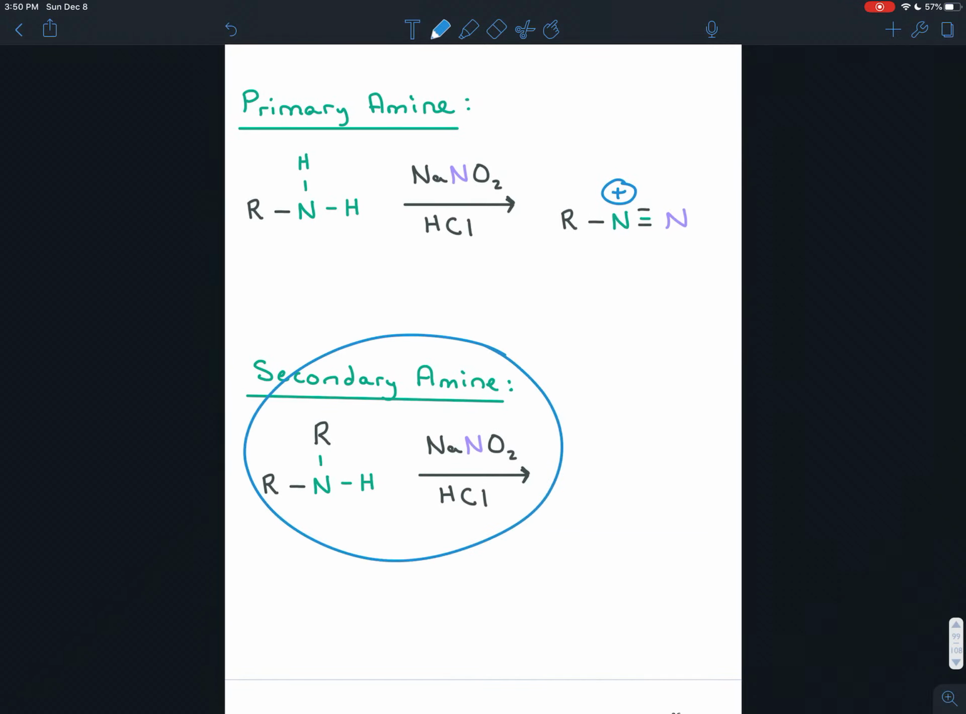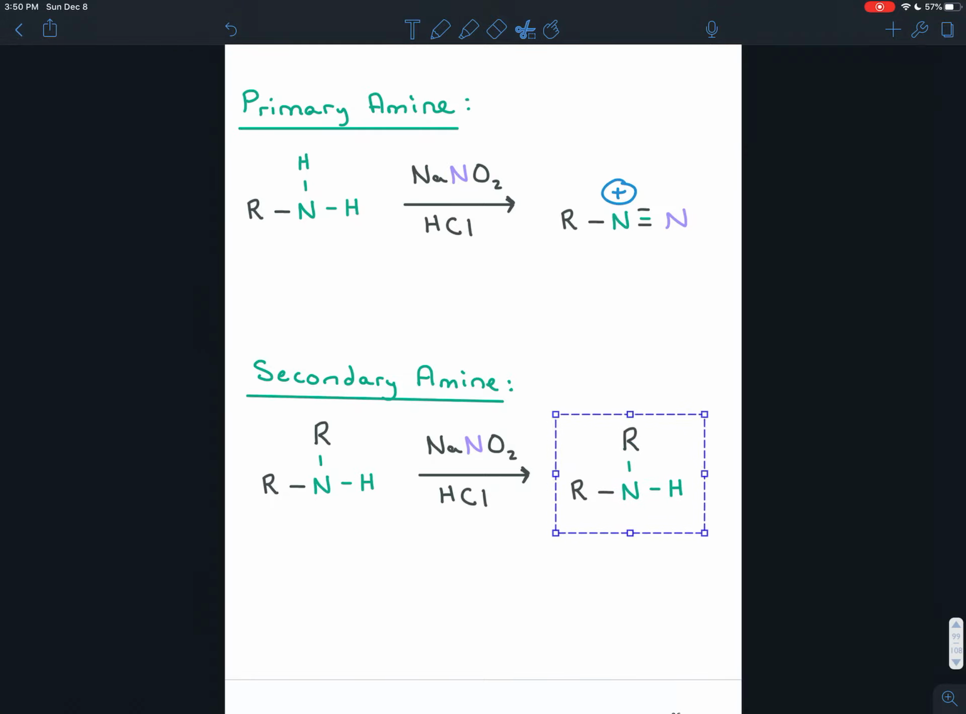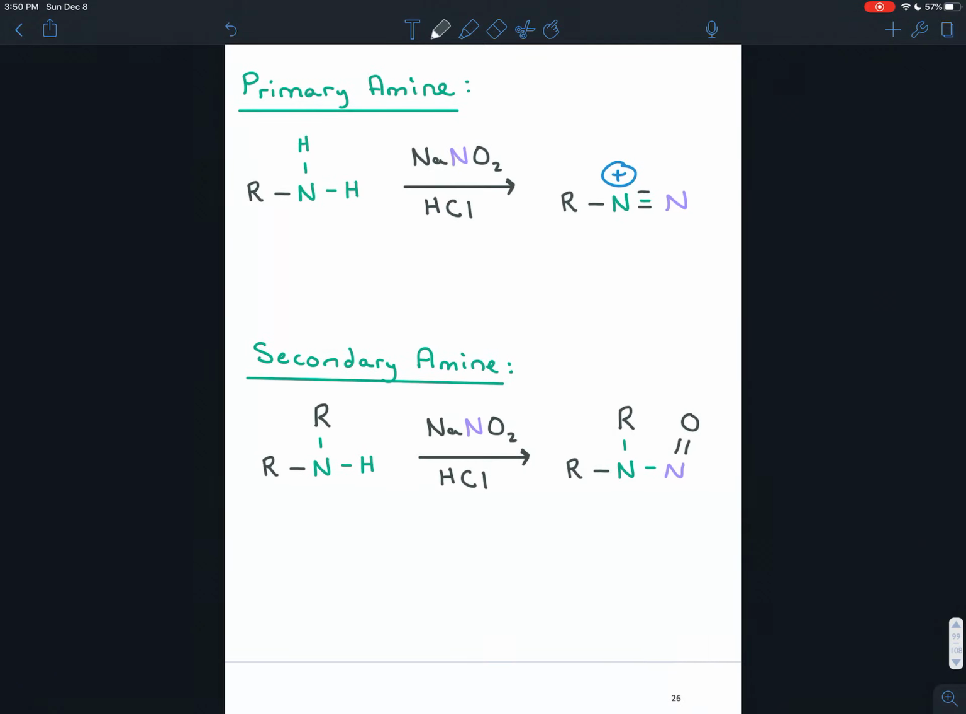But if we have a secondary amine, we can't go the whole way. Instead, we're going to get stuck at the N-nitrosamine. So we would replace that hydrogen with a nitrogen double bonded to an oxygen. And that's one of the oxygens from the nitrite, the one that wasn't able to leave. So this is a diazonium ion, and this is an N-nitrosamine.